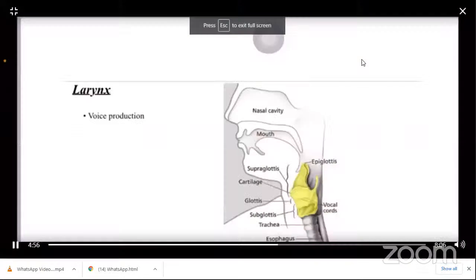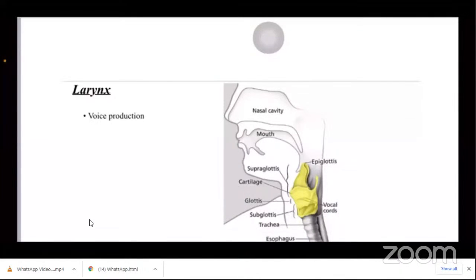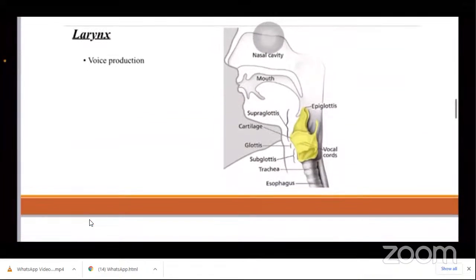The larynx comprises a series of cartilages and the vocal cords. So till the vocal cords of the larynx, we call it the upper respiratory tract.